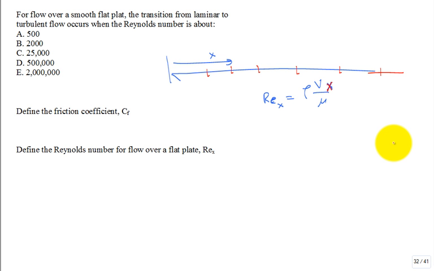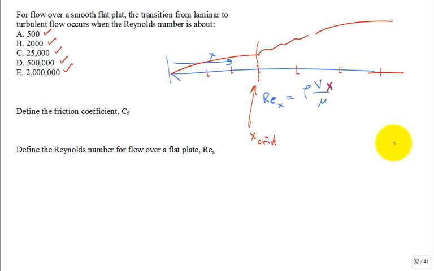Because a lot of times as you get further down, you may have the laminar region and then all of a sudden it transitions to turbulent. And so this is the critical x. And it happens at a Reynolds number when the Reynolds number is either 500, 2,000, 25,000, 500,000, or 2 million. Which one? There's no way any novice without exposure or reading ahead in the book would ever have guessed.